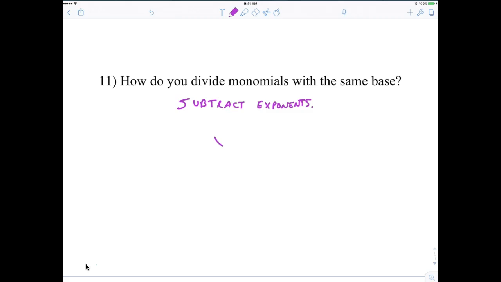Let's say, for example, I said x to the 8th divided by x to the 2nd. That would be x to the what? 6. X to the 6th. Everybody okay with that?